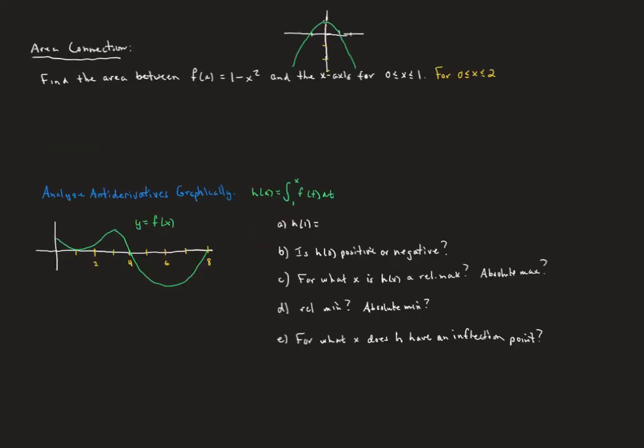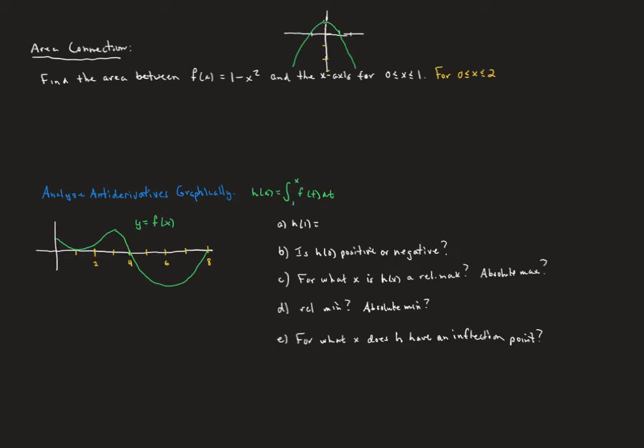Okay, so we want to make a connection to the area between a curve and the x-axis. We have to be careful because an integral is a sort of signed area. If the curve is below the x-axis, or if we integrate from right to left, so the lower limit is bigger than the upper limit, then it's going to change the sign. It's entirely possible to get a negative answer to an integral, but an area must always be positive.